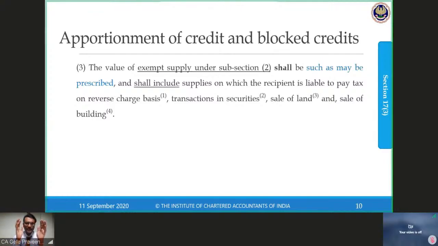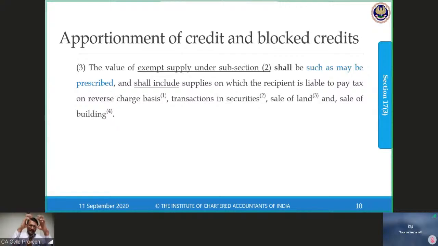Now coming back to section 17, subsection 3. Be very attentive. All your problems start with this subsection 3. Please make a working note wherever you feel relevant or comfortable. Very important, pay attention. The value of exempt supply under subsection 2. When we read subsection 2, in simple terms it says, you give me the list of supply. That list is nothing but supply of goods and supply of services. This list goes into two buckets. Bucket 1 taxable, bucket 2 exempt.